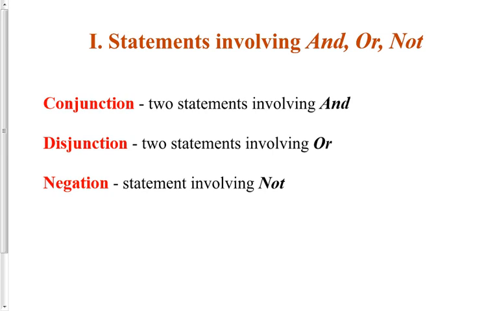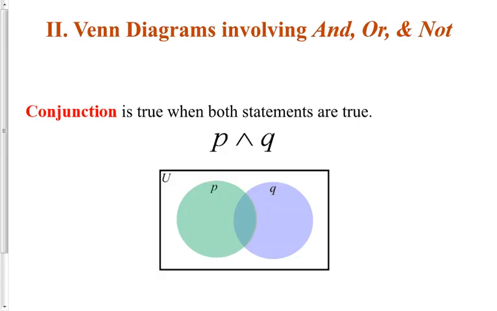And then we have the negation. And this is a statement involving the word not. So you could think of something by saying not blah, blah, blah. So let's look more closely at each one of these.